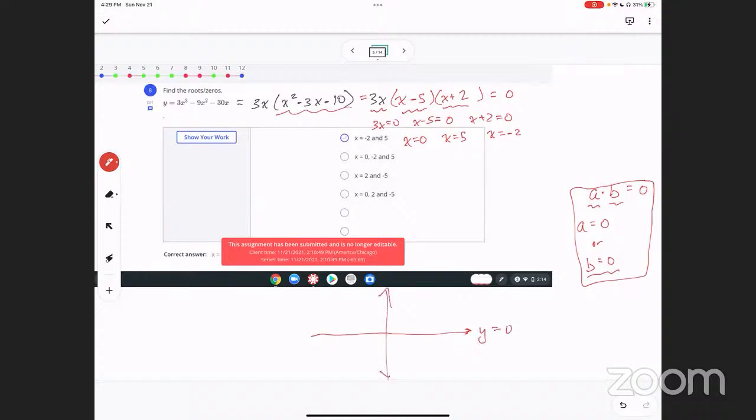So your graph looked something like this. And we're trying to find these 3 points right here. Okay. And what we did is we solved for these 3 numbers, 0, 5, and -2. Which means when I plug in 0 or 5 or -2 in for x here, what should I get as my answer?